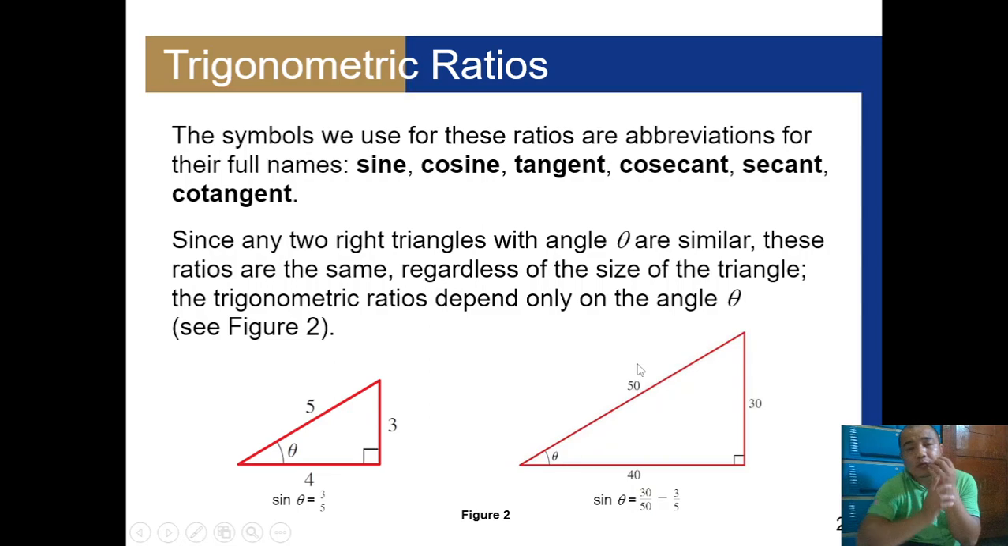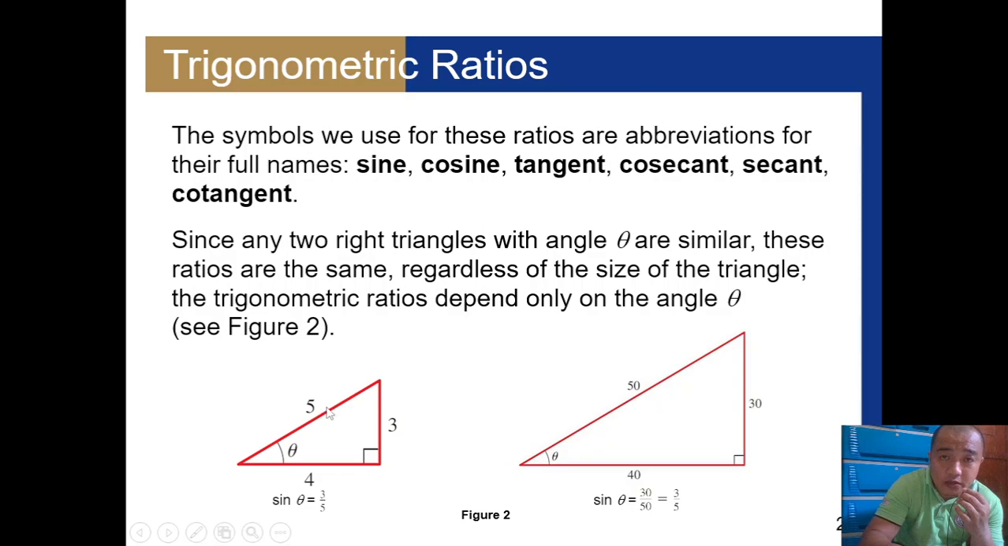So the symbols we use for those ratios are abbreviations for their full names: sine, cosine, tangent, cosecant, secant, cotangent. Now, since any two right triangles with angle theta are similar, these ratios are the same regardless of the size of the triangle. The trigonometric ratios depend only on the angle theta, which is what we call the reference angle.